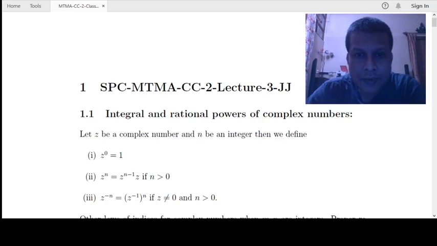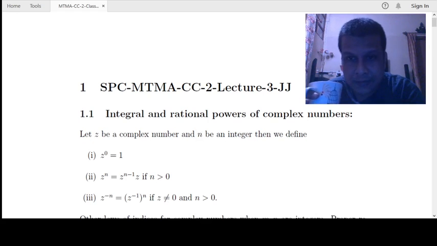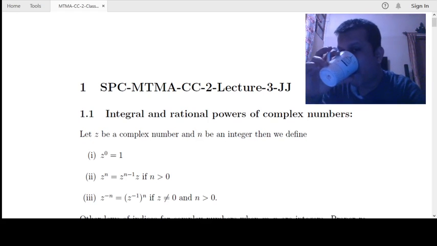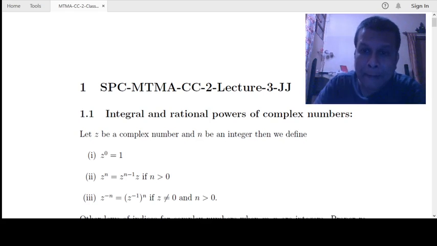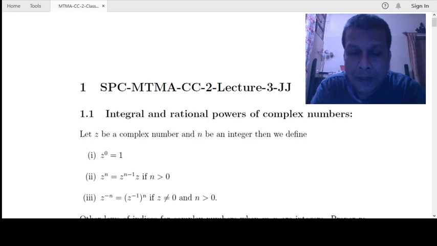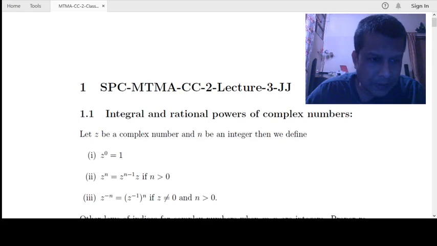Well, let's start our third class on complex numbers after a long gap. So far, in class 1 and class 2, we have studied what a complex number is, and in class 2 we studied extensively the polar representation of complex numbers and its argument, amplitude, and certain problems, formulas, and properties of argument and modulus. So now we are going into certain integral powers of complex numbers. So let's start with that.